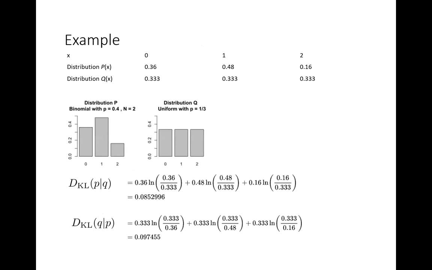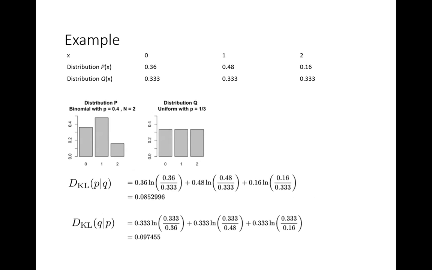Here is an example. So let's say that we have two phenomena. Both of them have 3 possible outcomes, 0, 1, and 2. The probabilities for these outcomes are different in the two phenomena.